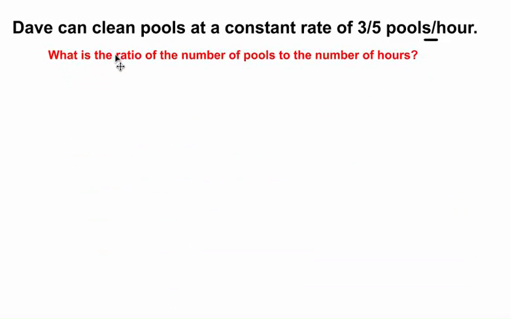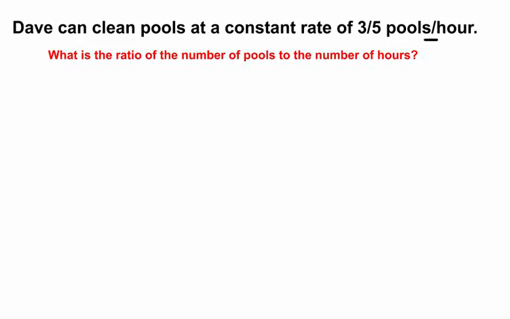In this problem, it says Dave can clean pools at a constant rate of 3/5 pools per hour. To break that apart and dissect what it means, it's saying in 1 hour, because we see that dash sign, meaning per. So per 1 hour, he can clean 3/5 of a pool. Now, we need to use our understanding of what fractions are telling us. This question says, what is the ratio of the number of pools to the number of hours?